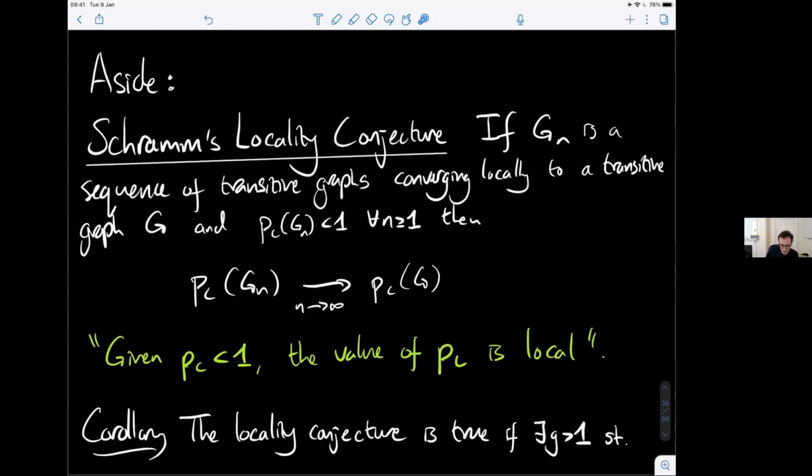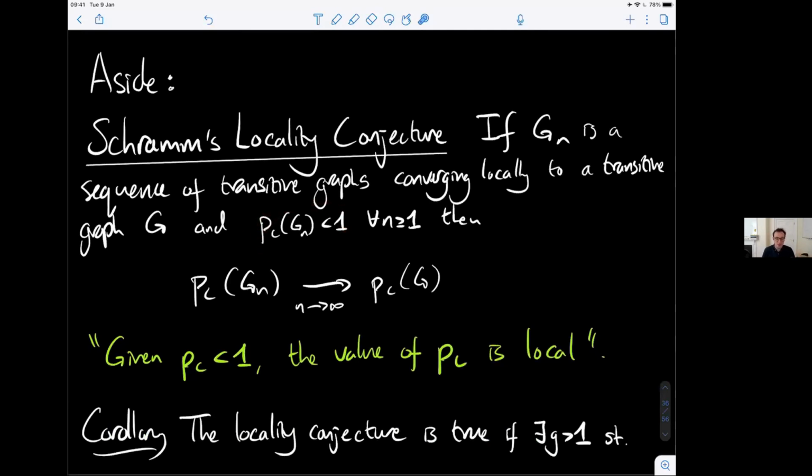What the conjecture says is that if you have any sequence of transitive graphs Gn that converge locally to some other transitive graph G, so remember this local convergence is the same as we've seen in Miklós's course, it means that eventually balls of radius R look the same in Gn as in G for any fixed R. So the locality conjecture says that if Gn converges locally to G and the Gn's all have pc less than 1, then pc of Gn converges to pc of G. In other words, given this global condition that pc is less than 1, the value of pc should be continuous with respect to local convergence. So the critical probability should depend only on the local geometry of the graph, not on the global geometry, at least provided we have this condition that pc is less than 1.